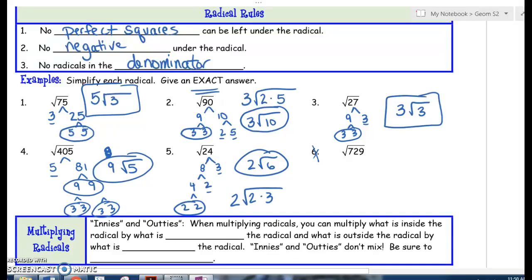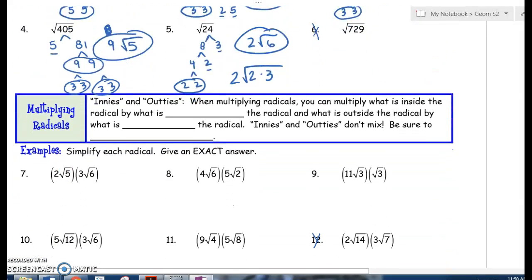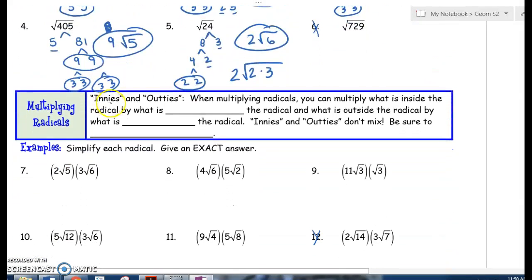All right, we're going to skip number 6. Let's go to multiplying. Innies and outies. When multiplying radicals, you multiply what is inside the radical by what is inside the radical, and what is outside the radical by what is outside the radical. Innies and outies don't mix. Be sure to simplify. So let me show you what I mean.